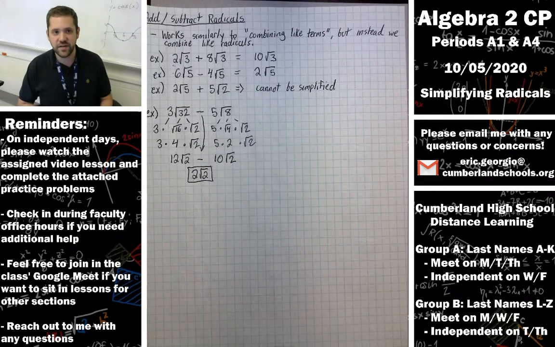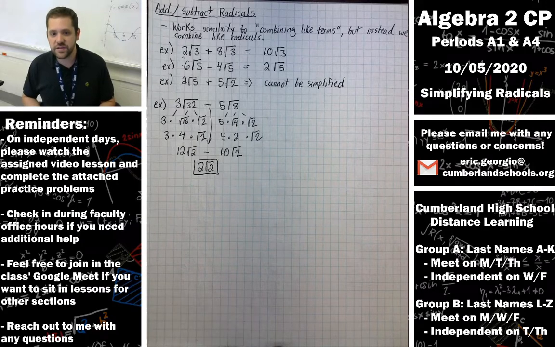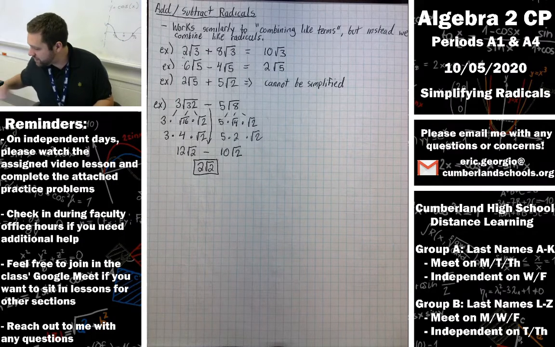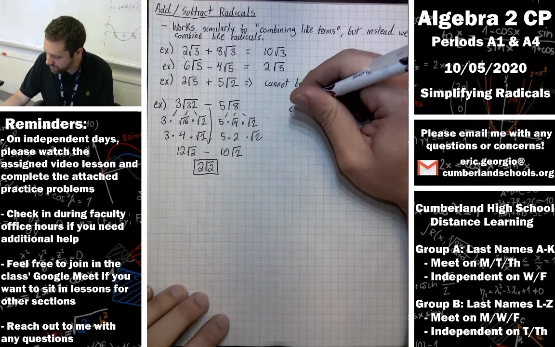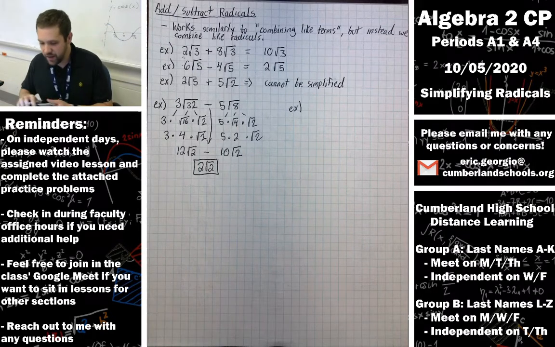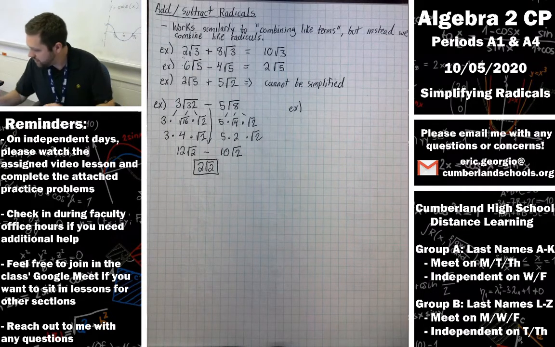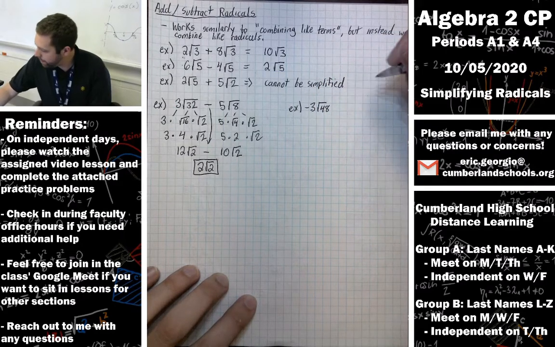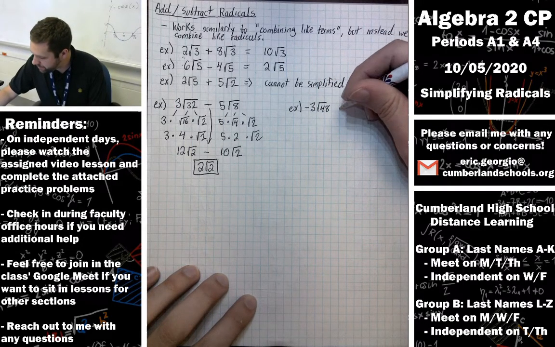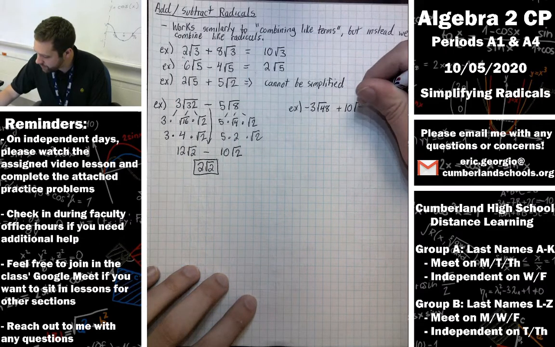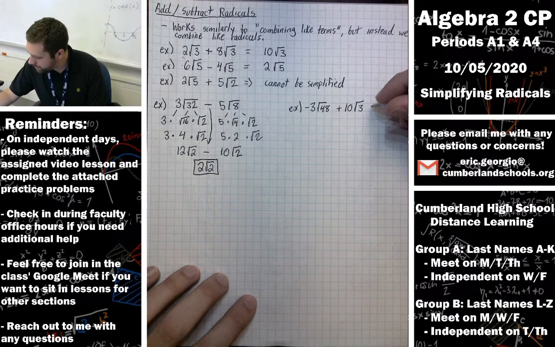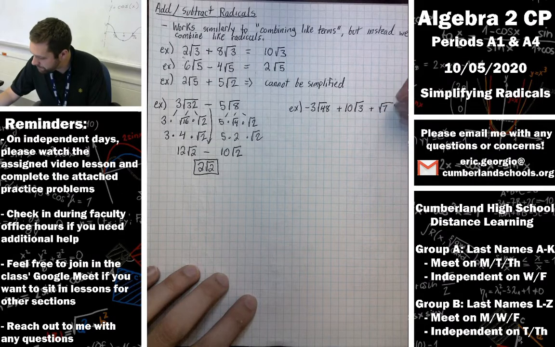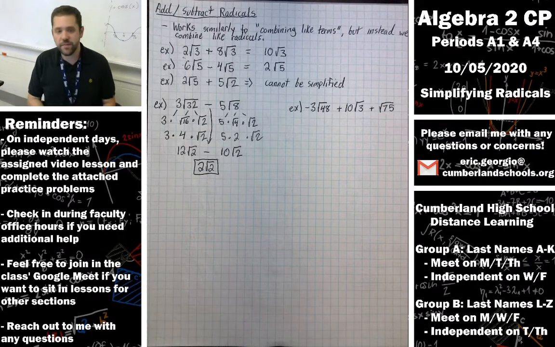like terms in disguise. All right, let's do maybe one or two more, and then I'm going to ask you guys to try a bunch on your own for some practice, okay? How about this? Ready? -3 times the square root of 48. Oh boy. Plus 10 square root of 3 plus the square root of 75. Okay? How about something like that?